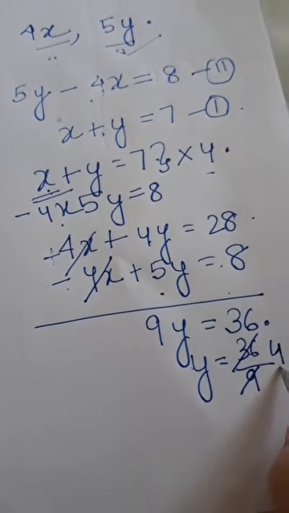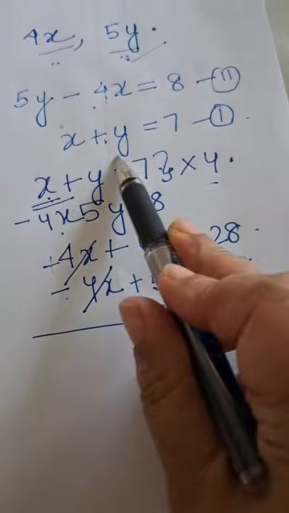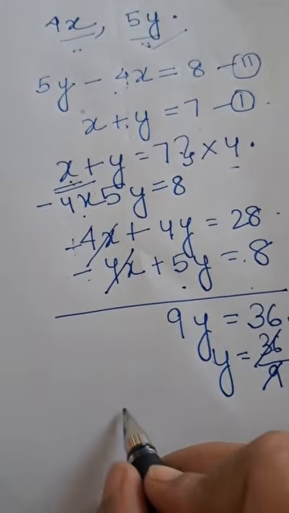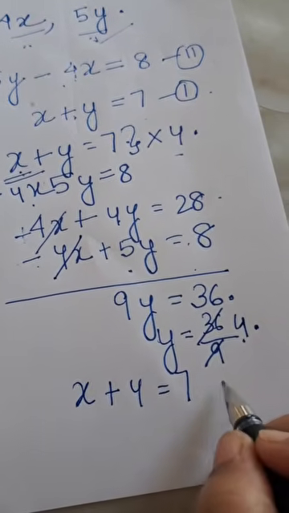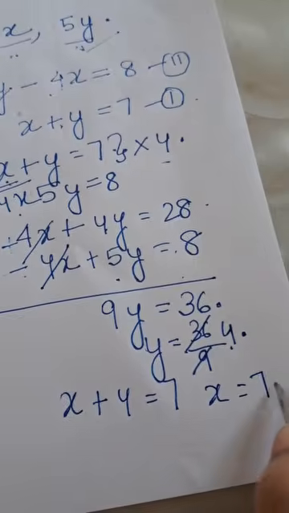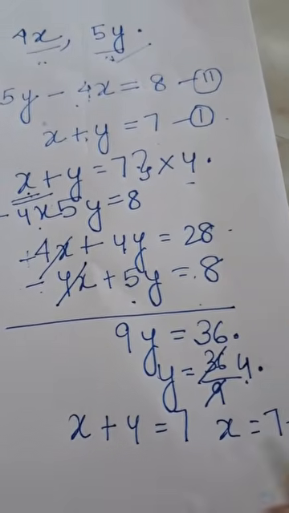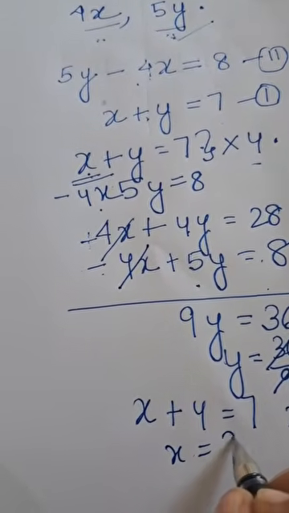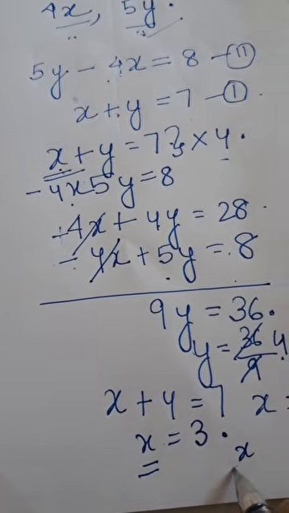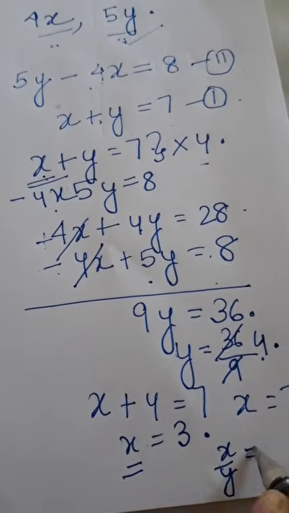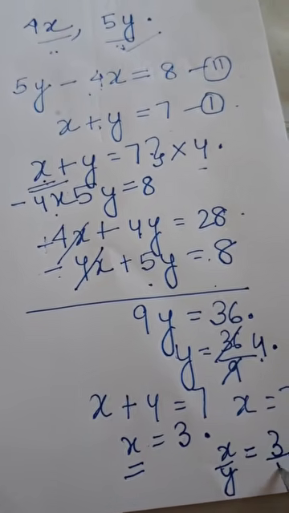Now we will put this y's value in x plus y is equal to 7. That means x plus 4 is equal to 7. So x is equal to 7 minus 4. That is x is equal to 3. So the fraction becomes x upon y because numerator was x. So the fraction becomes 3 upon 4.